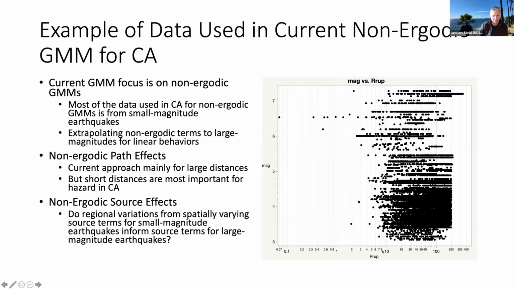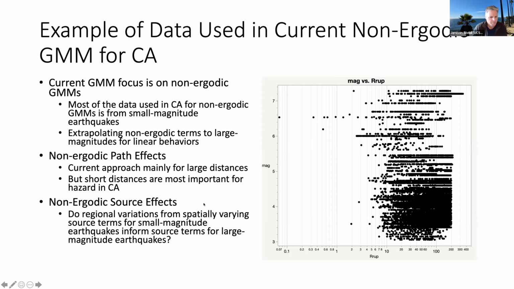And we see non-ergodic or spatial variations in the source effects or source terms from small magnitudes. You can see one part of the state is higher than another part of the state. That can be, in the simplest way, attributed to, let's say, the median stress drop in an area. But our main question is, we have all this from small magnitudes, does this tell us anything about large magnitudes? If I've got lower than average ground motions from magnitude 4s from a region, does that mean lower than average magnitude 7s, or are they just completely independent?